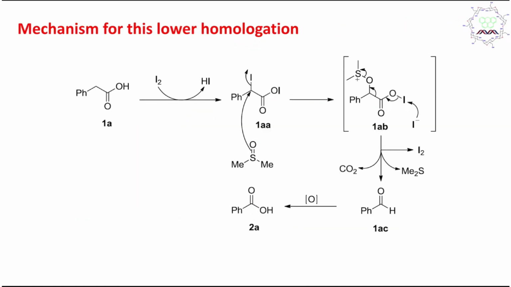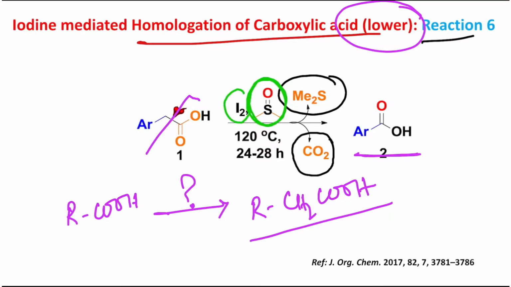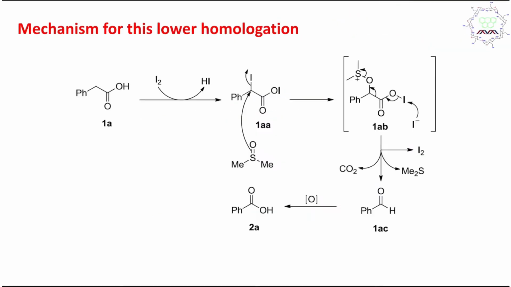Now let's discuss how this reaction is happening. So student, before going into details, just check the byproducts: carbon dioxide and dimethyl sulfide. In this reaction dimethyl sulfoxide is used as solvent and reagent, and along with that, obviously, iodine. So what is actually happening? In this case, first iodine is converted into HI. How? See, we know that the carboxylic oxygen can show significant nucleophilicity.